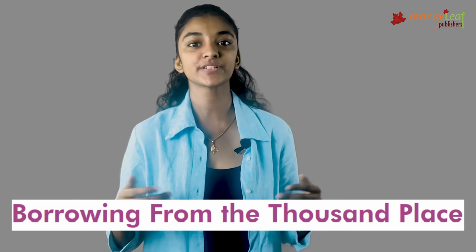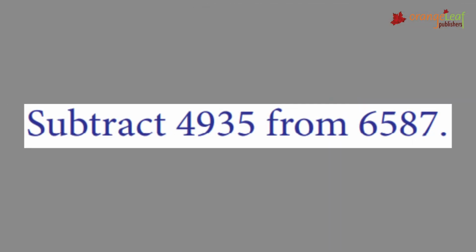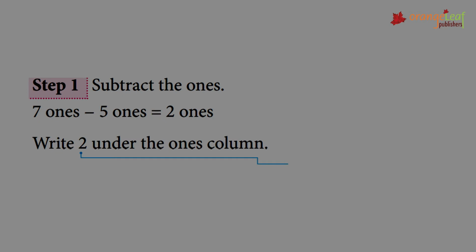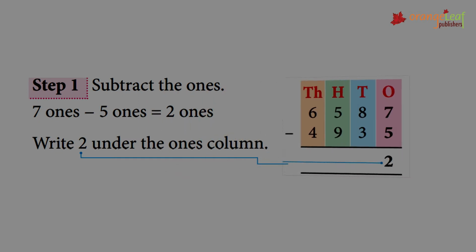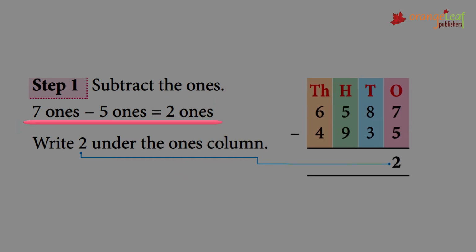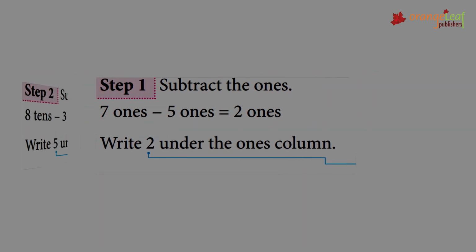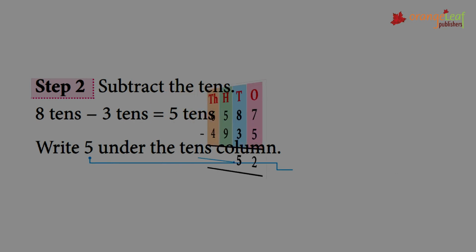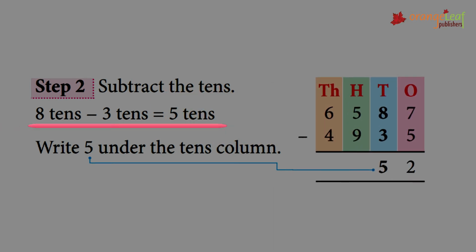Borrowing from the thousands place. Subtract 4,935 from 6,587. Step 1. Subtract the ones. So 7 minus 5 is equal to 2. 2 comes under the ones column. Step 2. Subtract the tens. 8 minus 3 is equal to 5. 5 comes under the tens column.